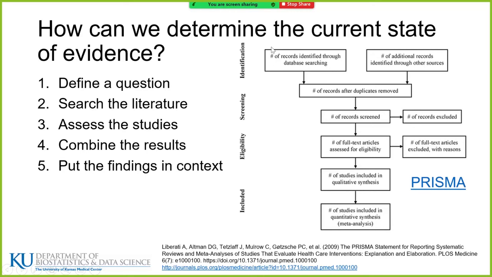You have the same thing here, but now instead of a flow chart for study participants, it's for the studies that were included in the meta-analysis. These guidelines, you can find the PRISMA guidelines here in PLOS.